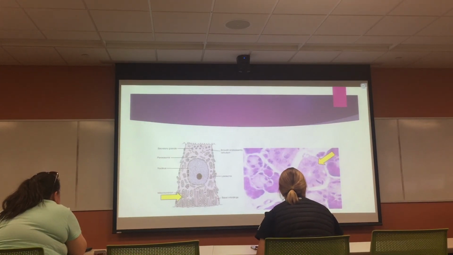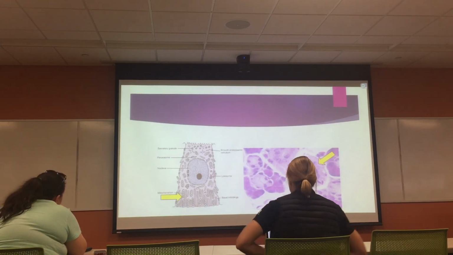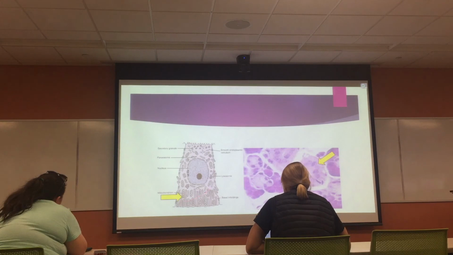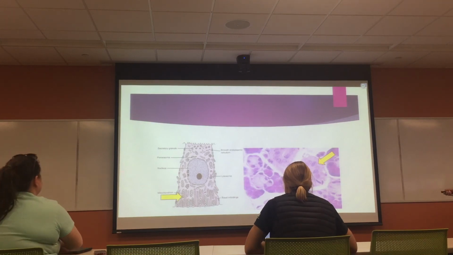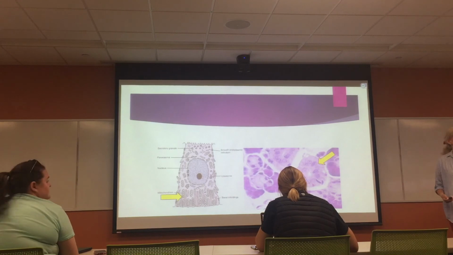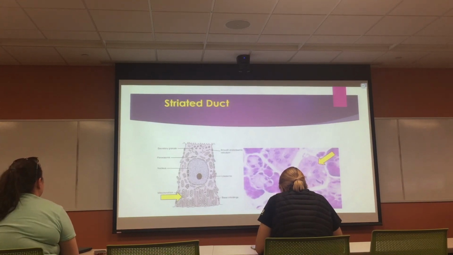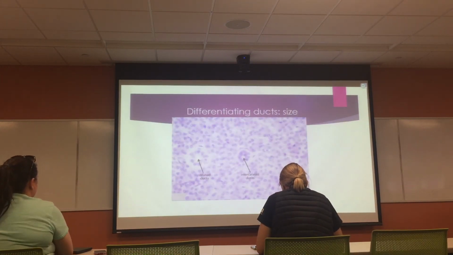It has the striations. What do you see in this? Here's an acinus. These are some lines, and look at this cell here. Basal enfolding, lots of mitochondria, IgA. So what is it? Striated duct. So anytime you see those little stripes, it's striated.